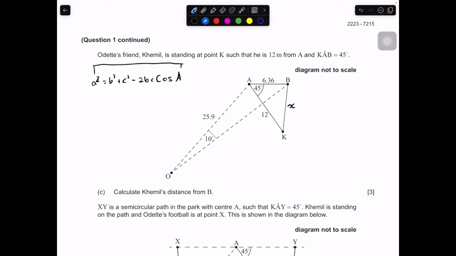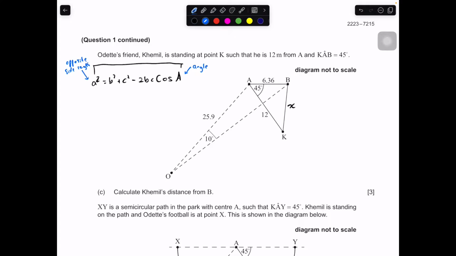And this large capital letter refers to the angle, and this refers to the opposite side length. So the side length that is opposite to the angle that we are concerned with, in this case, angle A. So here's our cosine rule. Let's substitute for our unknown.